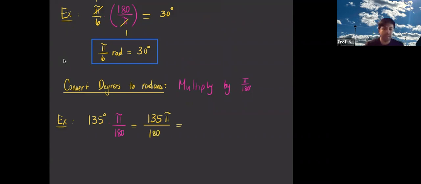But of course, I'm not going to leave it that way. I can reduce that fraction, 135 over 180. Maybe it's not apparent, but you can divide by 45. And if I divide by 45, I get 3 pi over 4. So 135 degrees is equivalent to 3 pi over 4 radians.